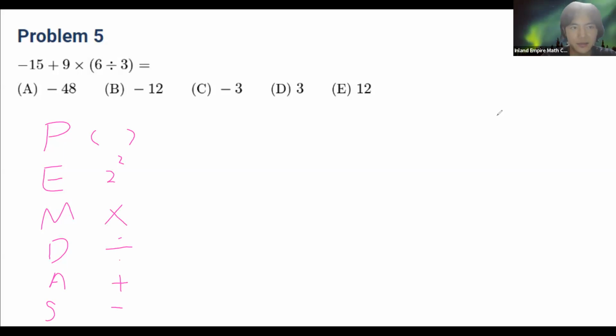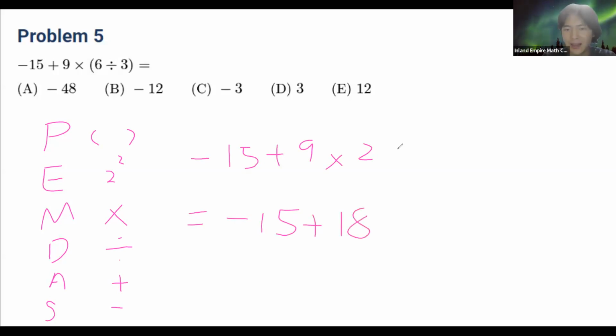So if we follow this rule here, you will have -15 plus 9 times 2, right? Because we want to have the parentheses first. So that gives you -15 plus 18. Note how we multiply the numbers together first because M comes before A and S, right? And then finally, you add these together to give you 3. So the answer is actually 3 in this case.